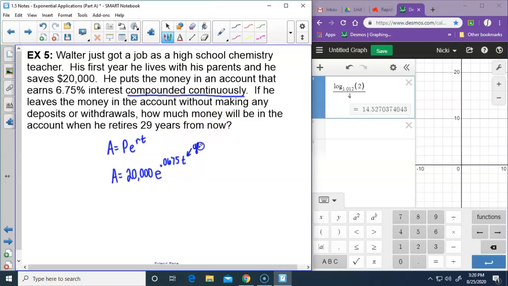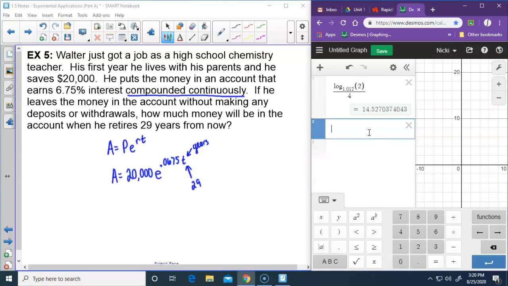And I probably did not word this problem well enough, but that would be your annual interest. Now, we are compounding continuously, but in this compounded continuous formula, our interest rate, if it is an annual interest rate, then the time is going to be measured in years. So all we need to do is plug in a 29 into this equation.